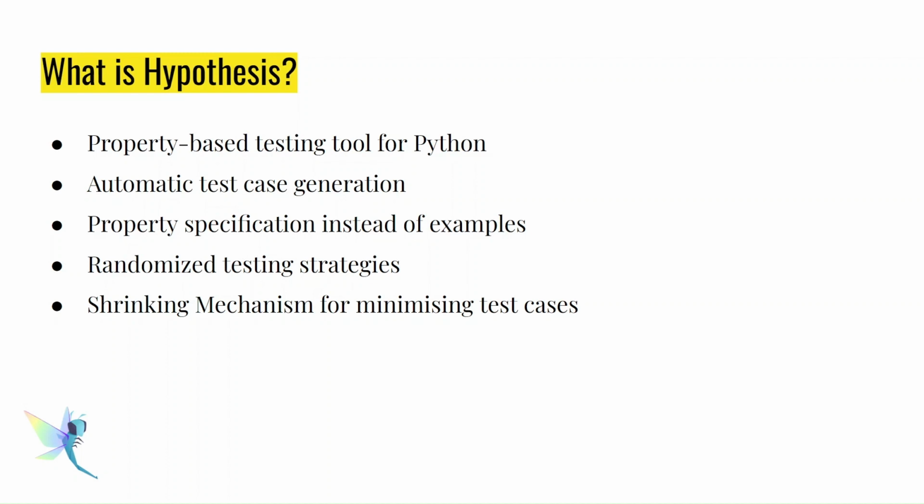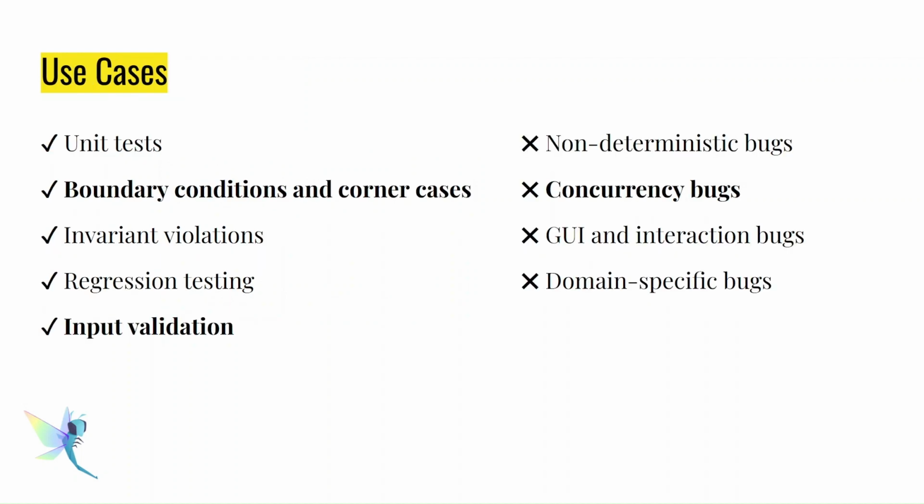It uses randomized testing strategies and also has a shrinking mechanism for minimizing test cases, and even adds bugs found to a database to test next time. Hypothesis explores a wide range of inputs and is an excellent complement to more traditional example-based testing. Here are some uses of Hypothesis and some things it can't do very well. The ones in bold will be demonstrated in our code examples.